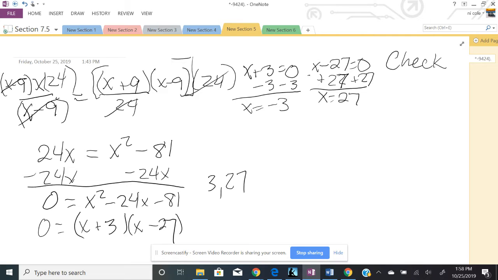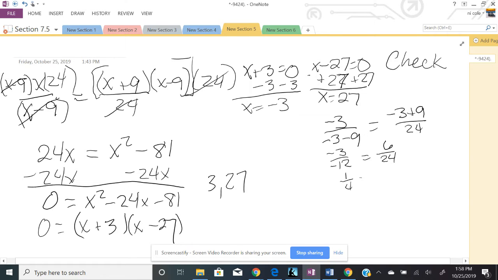So the first one is negative 3 over negative 3 minus 9, is that equal to negative 3 plus 9 over 24? So that's negative 3 over negative 12. Is that equal to 6 over 24? All right, simplify. Negative, negative makes a positive. That becomes 1 over 4, and that becomes 1 over 4. So that checks. All right, let's check with the next one, 27.